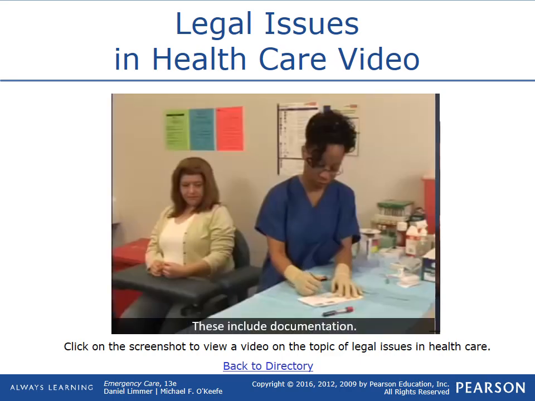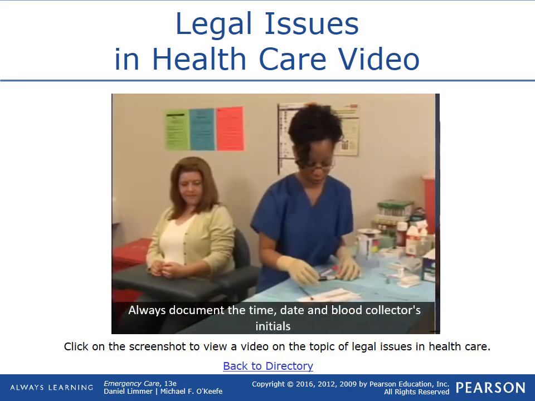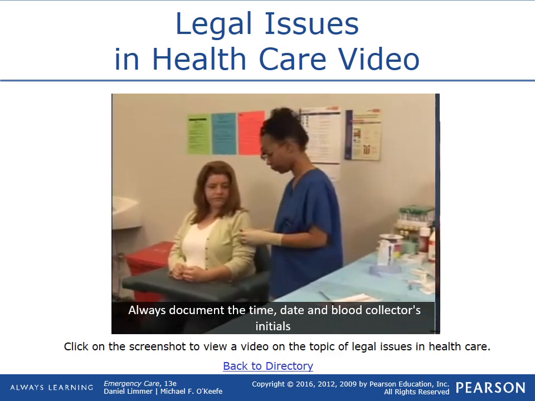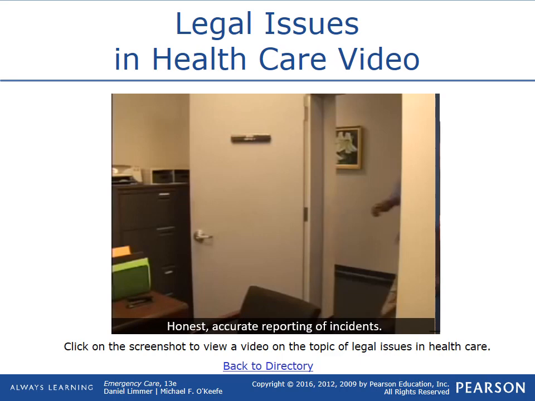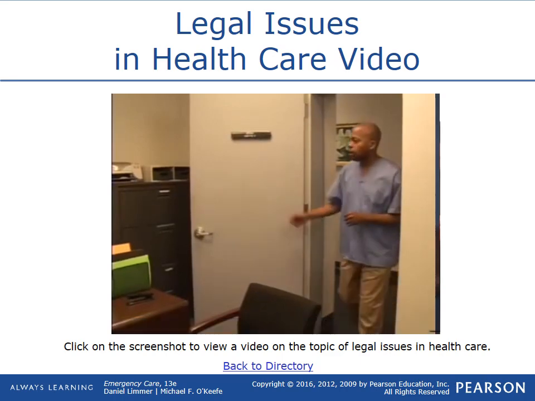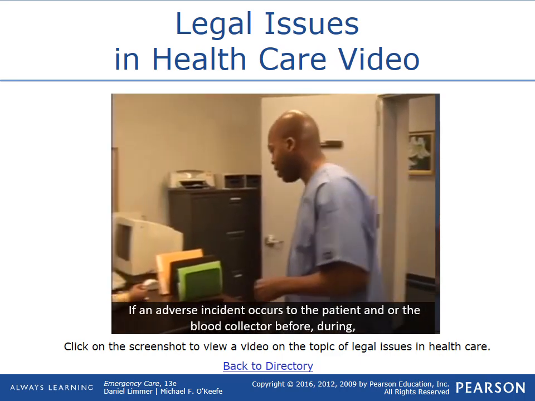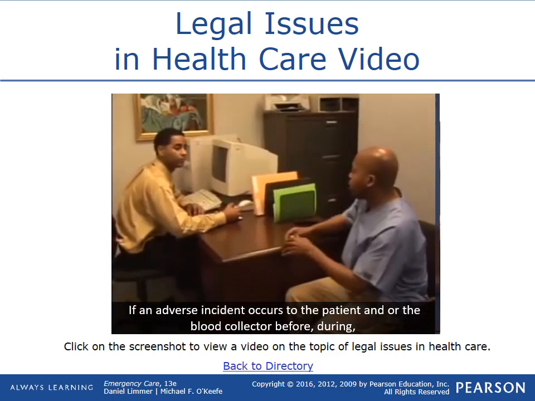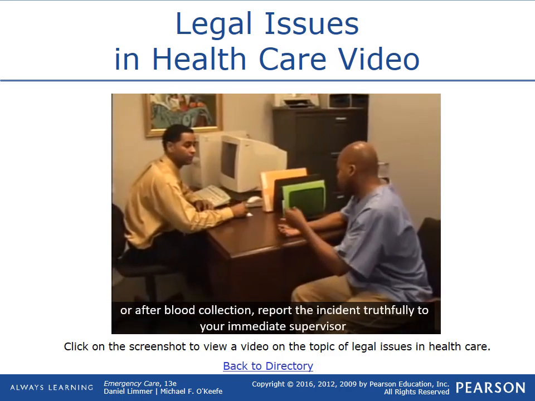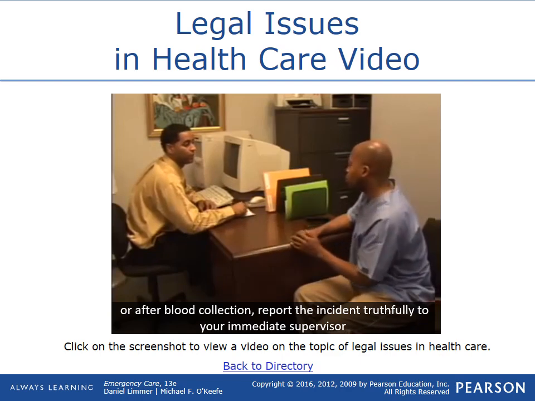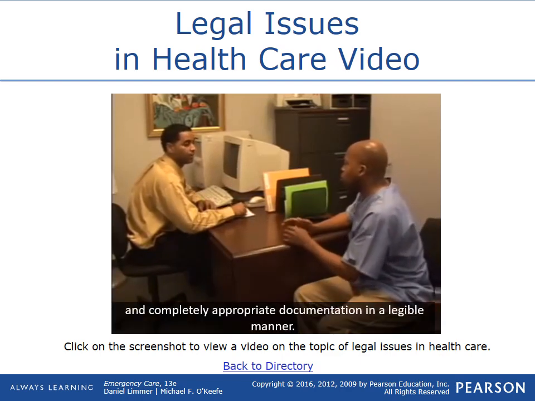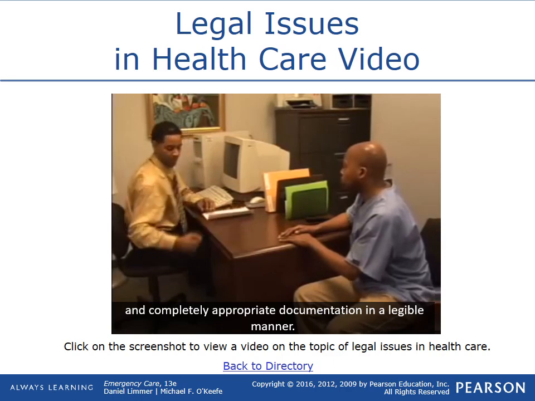These include documentation. Always document the time, date, and blood collector's initials on the blood collection containers. Honest, accurate reporting of incidents: if an adverse incident occurs to the patient and/or the blood collector before, during, or after blood collection, report the incident truthfully to your immediate supervisor and complete the appropriate documentation in a legible manner.